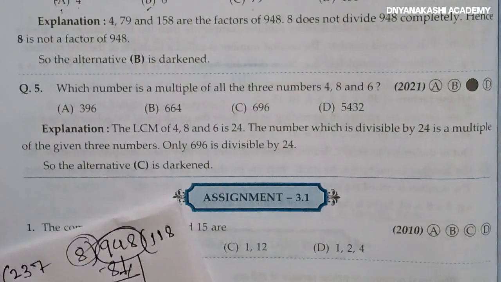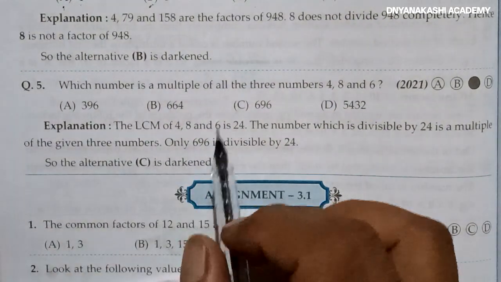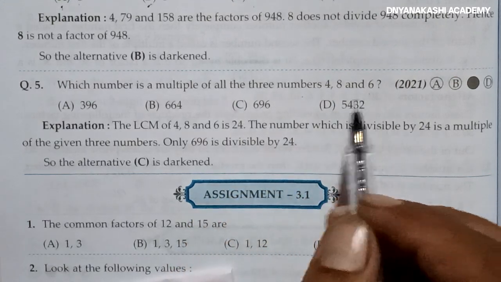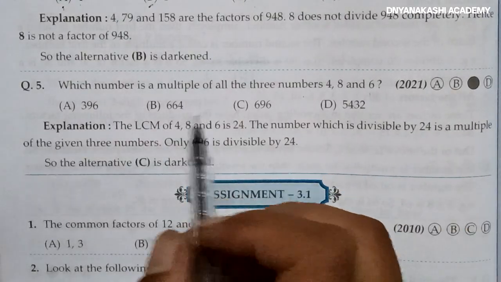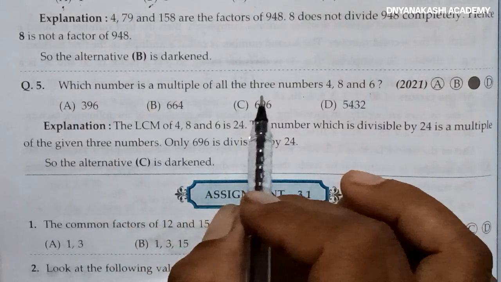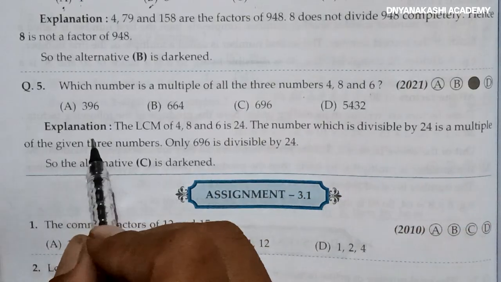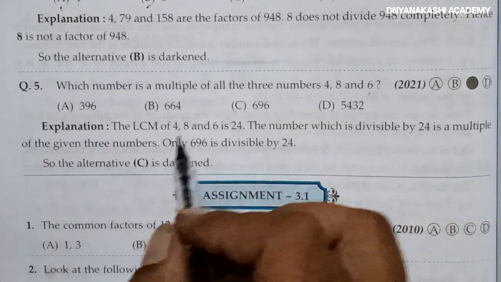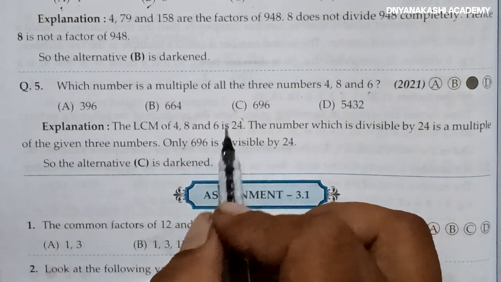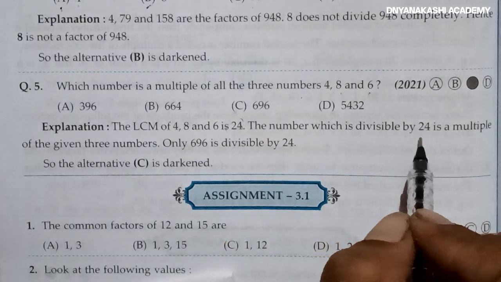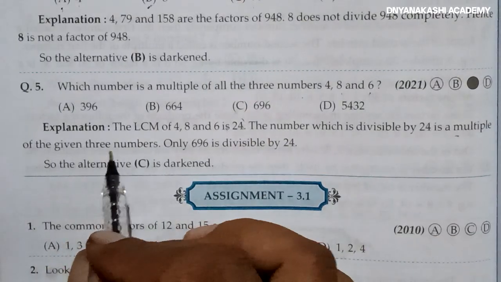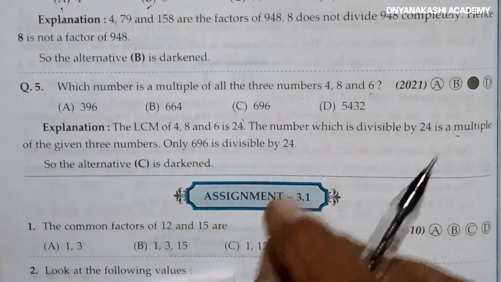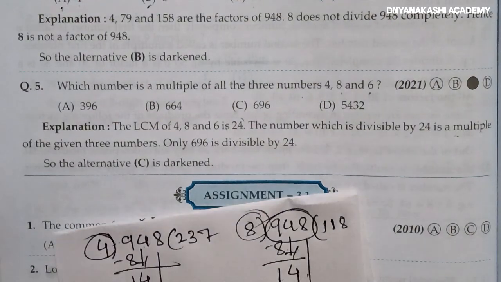And the next one, the fifth question: which number is a multiple of all three numbers 4, 8, 6? How to find out this question? Which number is a multiple of all three factors? For this we take the LCM of 4, 8, 6. The LCM of 4, 8, 6 is 24. The number which is divisible by 24 is a multiple of the given three numbers. Only 696 is divisible by 24. First of all, how to find the LCM?